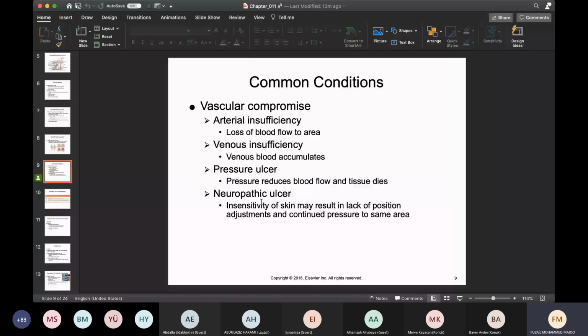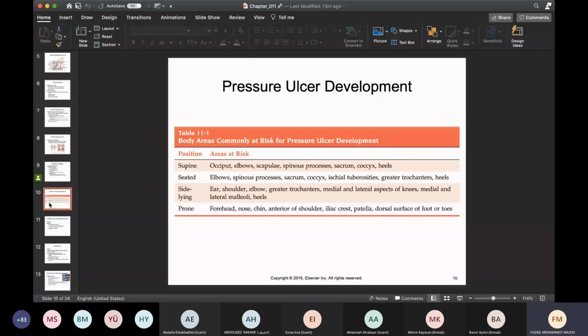Moving along, what do we have? All right, so what are some of the common areas of the body that are susceptible to pressure ulcers? So if you look over here, if you're seated, then your elbows, spinous process, sacrum, coccyx, the ischial tuberosities, greater trochanters, and the heels. So these are the most prominent points. If you think about it, someone that's wheelchair bound, this is where you're going to see them, all right?